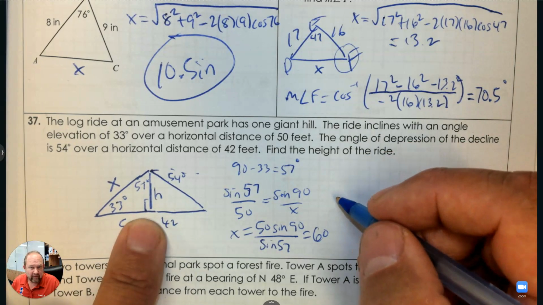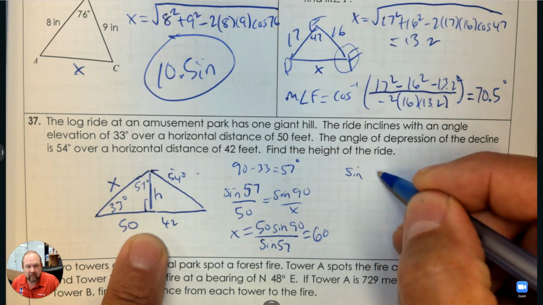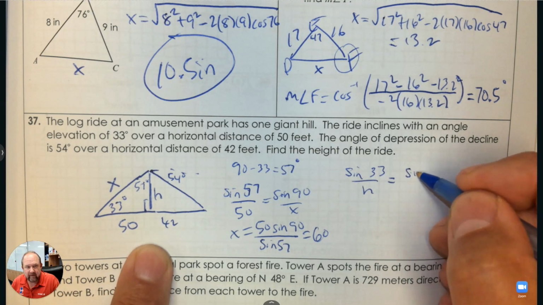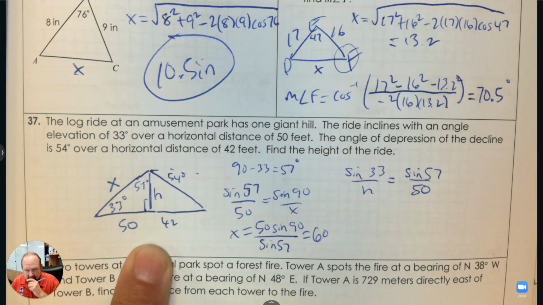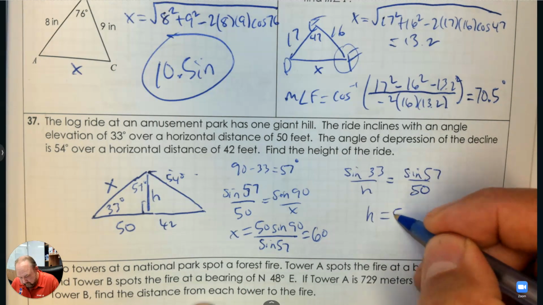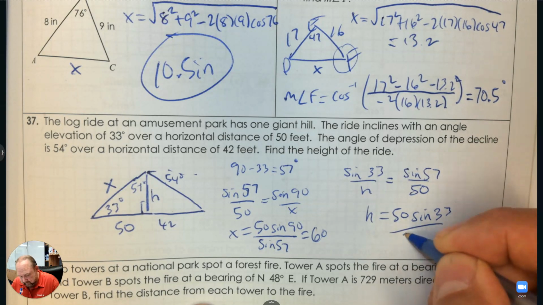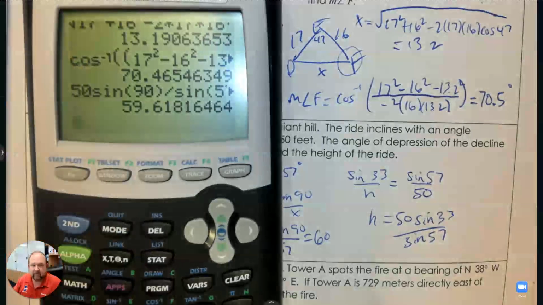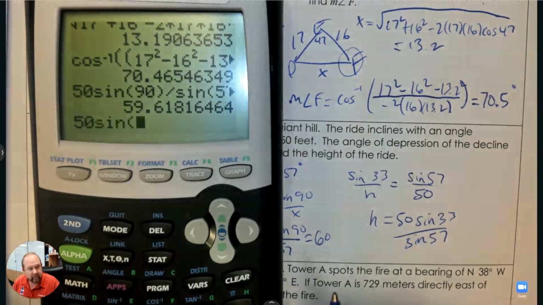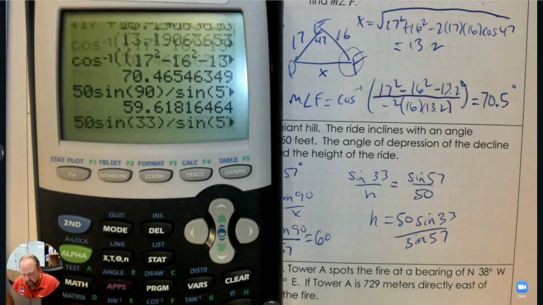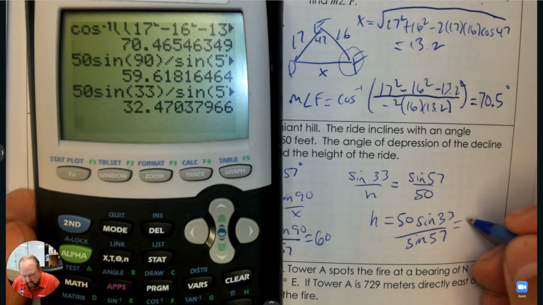Just trying to think, because I can just solve for the height now, right? I could have gone sine 33 for the height, and then sine 57 for 50. That's what I would do. And I'm not even sure if I needed what I did before. Well, I'm just going for it. So 50 sine 33 divided by sine 57 for the height. And I get a height of 32.5 feet.